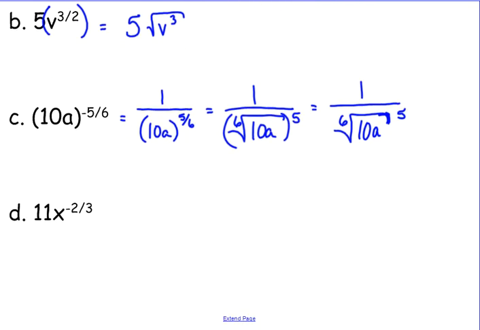Okay, and then example D, again, be careful. There's no parentheses around this, so really only the x has that exponent. So the 11 is going to stay in the numerator when we move the x to the 2/3 to the denominator to get rid of the negative exponent. And then writing it in radical form, cube root of x squared. No parentheses are necessary with this one.